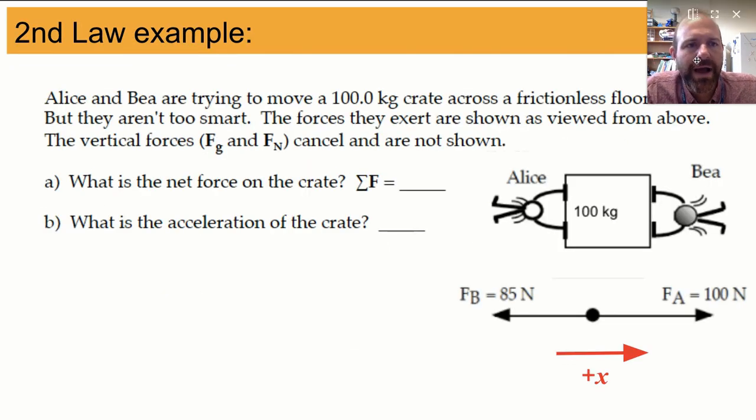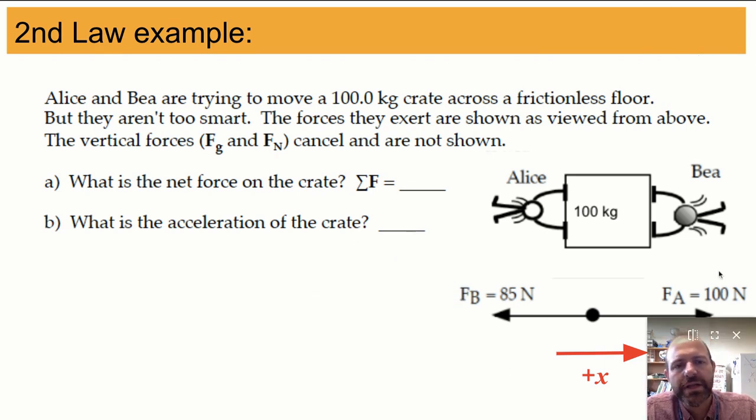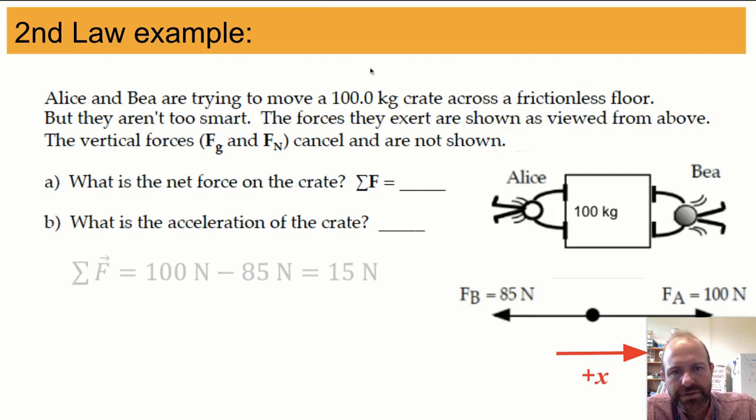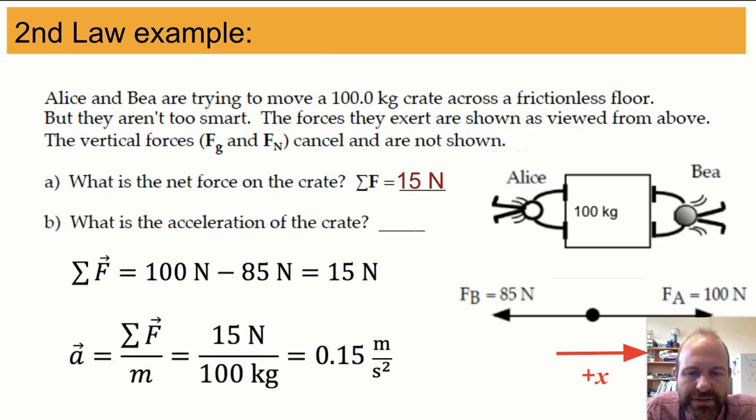We can also talk about Newton's second law. And in Newton's second law, we are interested in what happens when there is a net force. So here we have an example. Alice and B are pushing on a crate. 100 newtons to the right, 85 newtons to the left. We could find the net force, which is 15 newtons. And then we can apply Newton's second law, solving for the acceleration to find out that the acceleration rate of that 100 kilogram crate is 0.15 meters per second squared.